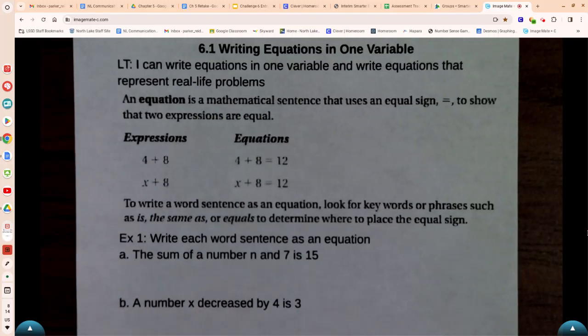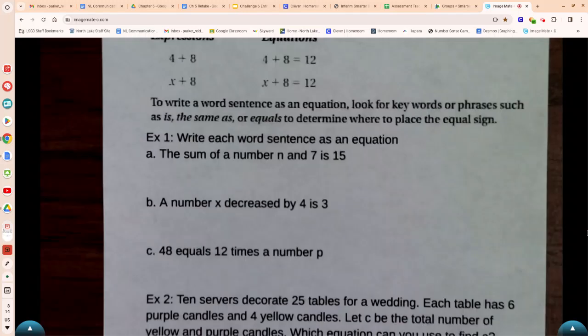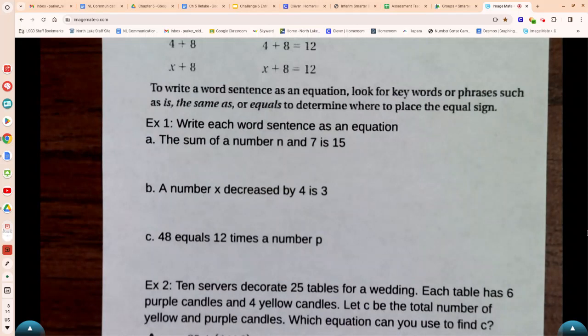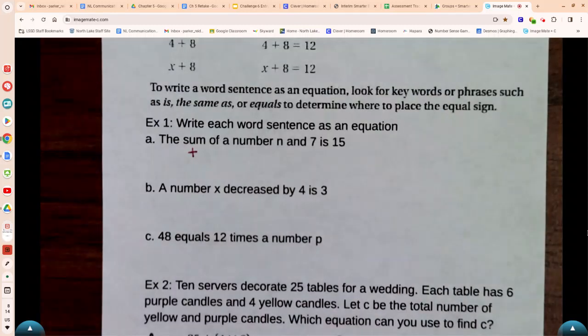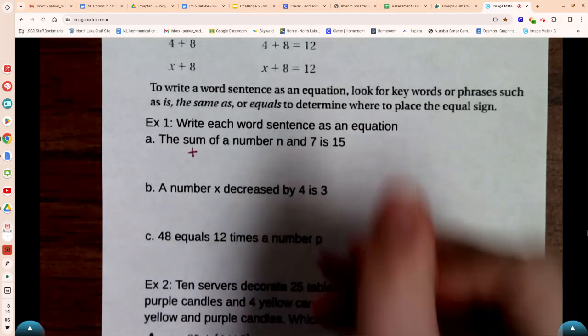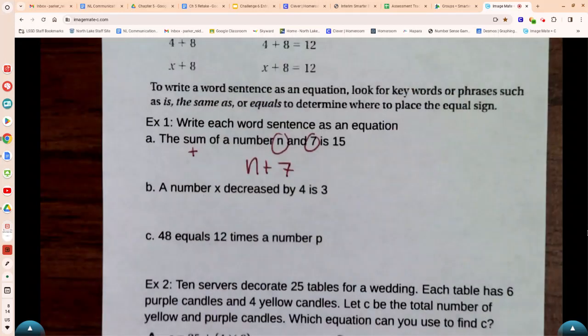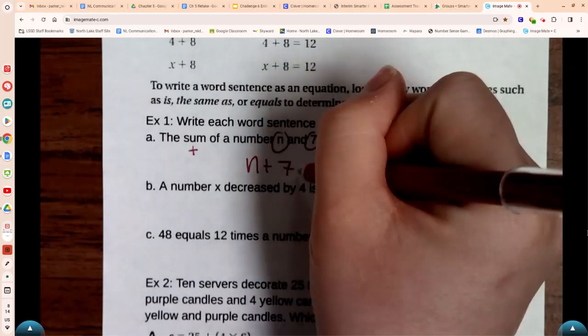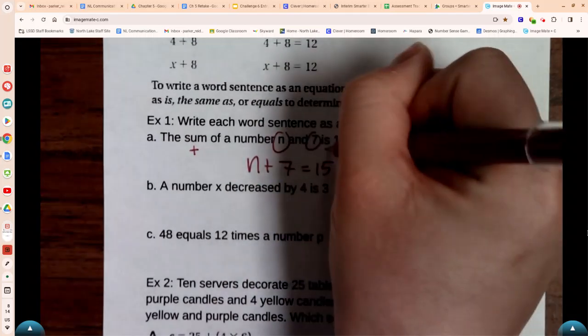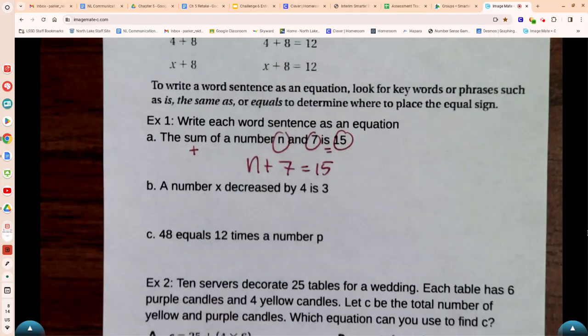So starting with this one, it says the sum of a number n and 7 is 15. What does the word sum mean, first of all? Sandra? Addition. Which two things does it say we are adding together? Natalie? n and 7. So I'm going to write n plus 7. And then when it says is 15, what do you think the word is telling us? Equals. That goes after this. Okay. Equals. That's pretty obvious. It's like saying 2 plus 2 is 4. Same as saying 2 plus 2 equals 4. Questions about 1A?